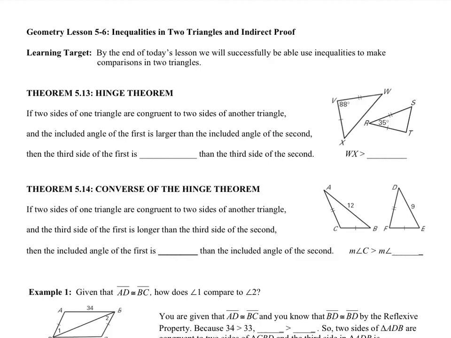Theorem 5.13, the hinge theorem, states that if two sides of one triangle are congruent to two sides of another triangle, so for example, VX and RT are congruent to each other, VW and RS are congruent to each other, and the included angle of the first triangle is larger than the included angle of the second triangle. So this would be the included angle. So this will be the first triangle and it's larger than the second one.